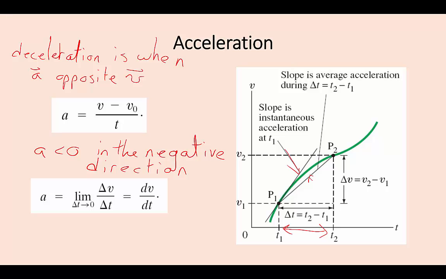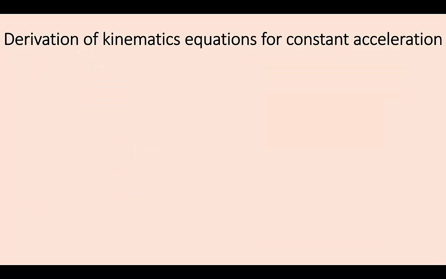And acceleration is the limit as delta t goes to 0 of delta v over delta t, which is dv dt. So that's our second way of writing one of our kinematics equations in terms of calculus. We have v is dx dt, and now a is dv dt. So now let's do some math to derive the equations that we are going to be using to explain the relationships we've been talking about in terms of having a constant acceleration. We'll get to variable acceleration shortly.